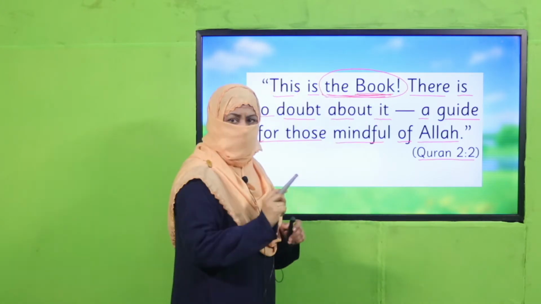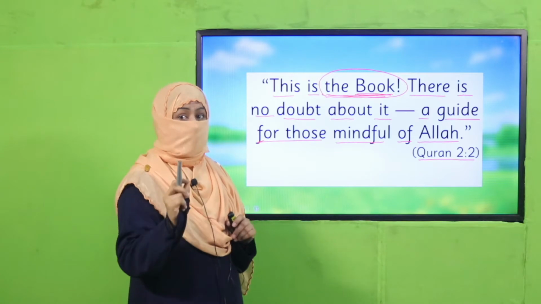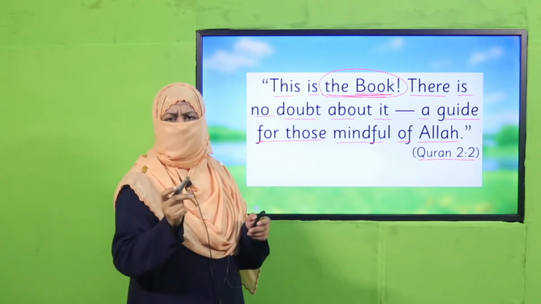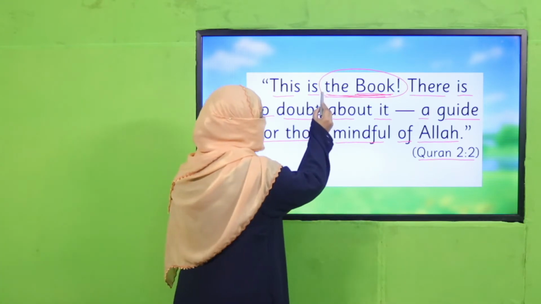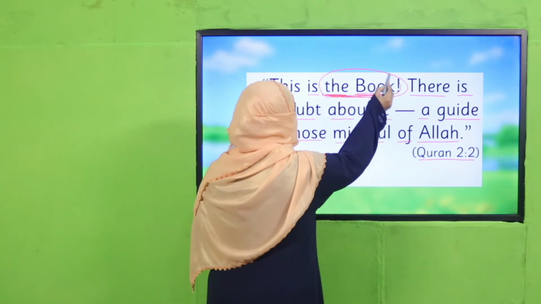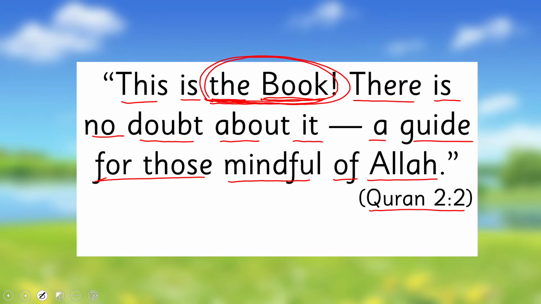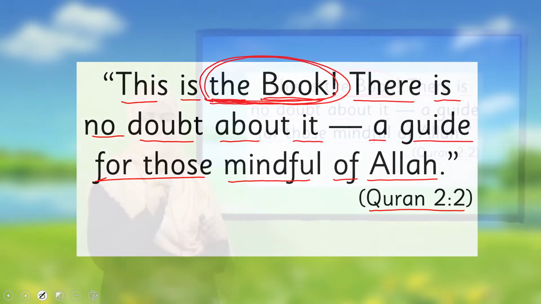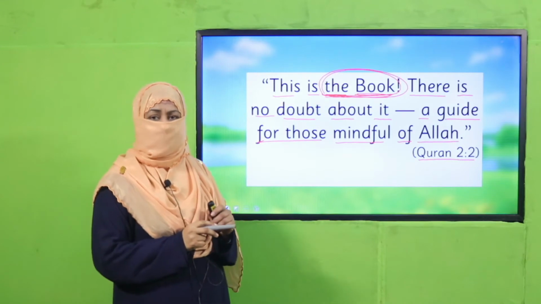So one thing more, my dear children, I want you to look at these words. Book, we know book is a common noun. When I say book, it means any book. But when I use this definite article with book, it becomes the book. Now it's no more an ordinary book. It is the specific one. Remember, we have learned this use of article.